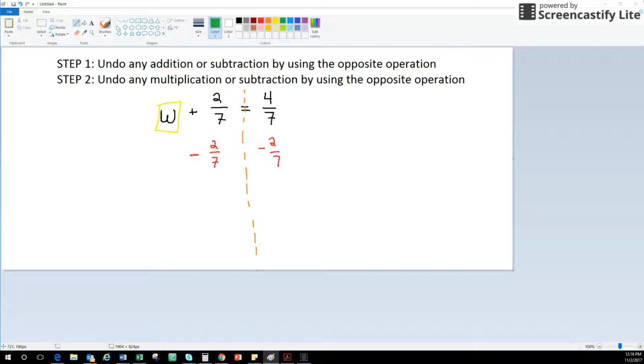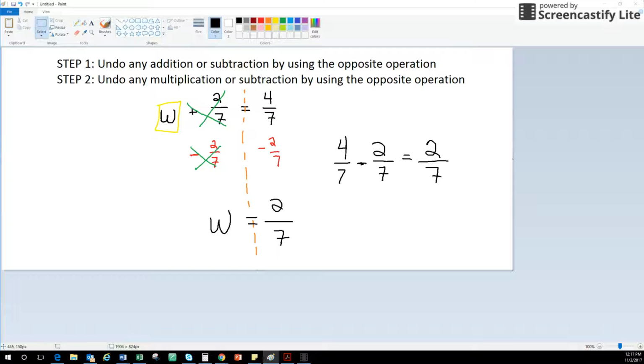When I do that, I got to do it to both sides. That causes these guys to cancel off, leaving me with the W. And now I got to worry what is 4/7 minus 2/7. Well, the denominators are the same, so I just have to keep that and subtract the tops. 4 minus 2 is 2. So this should have been W equals 2/7.